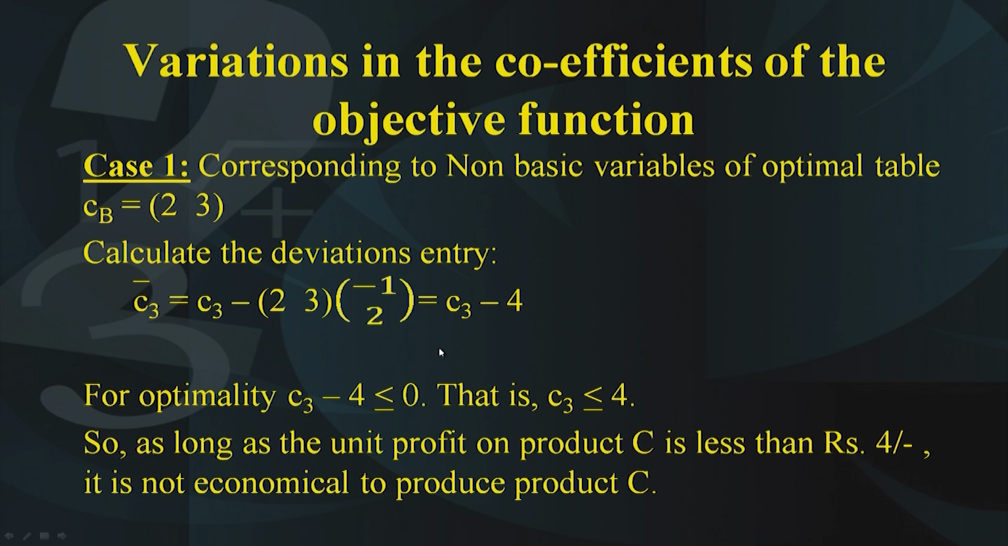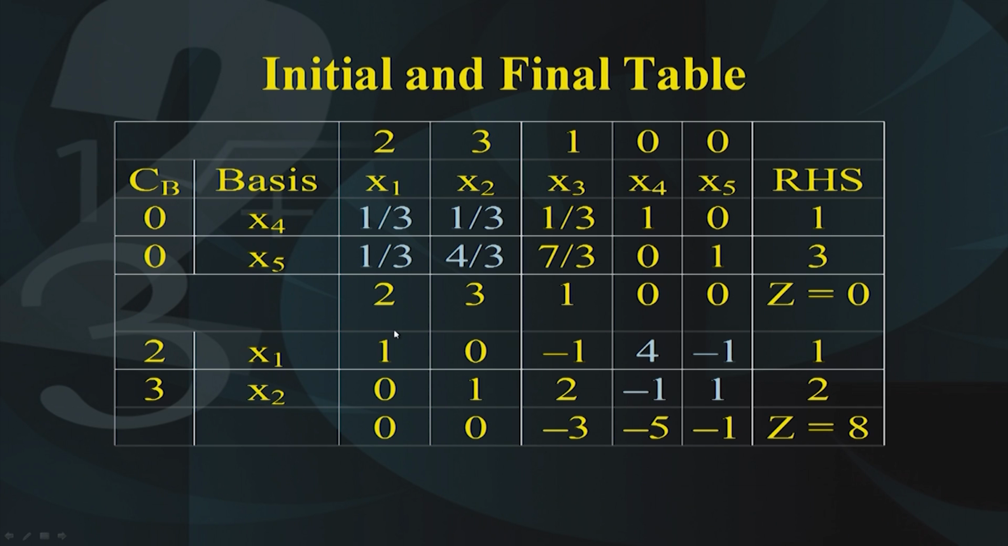So, we need to change CB to (2, 3). Suppose it is (2, 3). Then we will calculate the deviation entry corresponding to C3, the third variable, and C3 bar is obtained as C3 minus (2, 3) multiplied by (-1, 2). Why is that so? Why is it (-1, 2)? Let us go back. Here it is, (-1, 2).